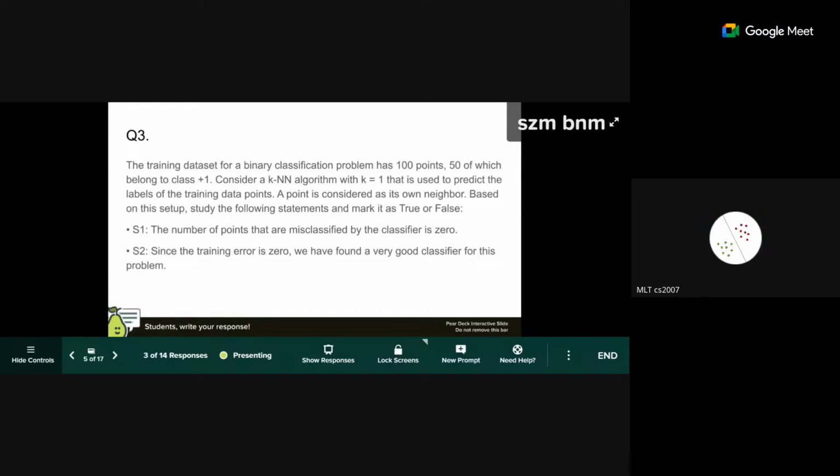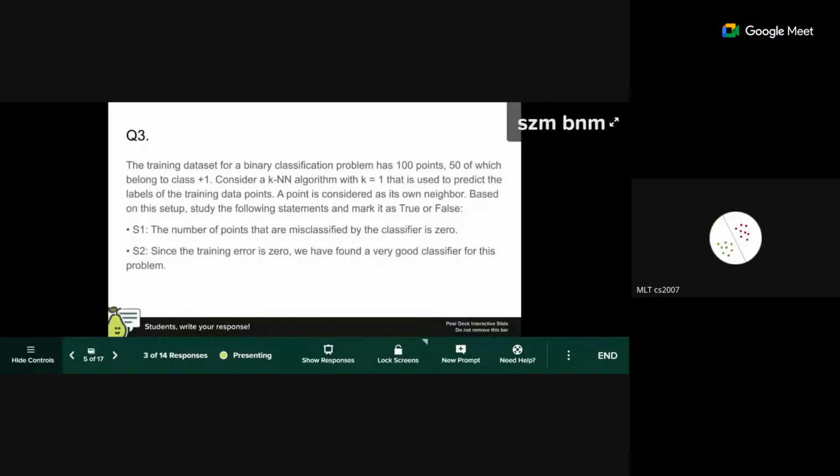All right. So here, look at this sentence, which says S1 is true because 50 belongs to class 1, so 50 has to belong to the other class, right? The binary classification. But it doesn't say whether it has been rightly classified or wrong. We don't know that. How can we comment then?